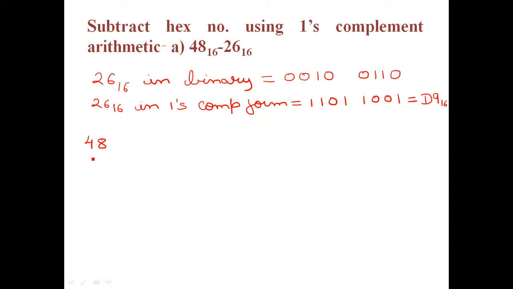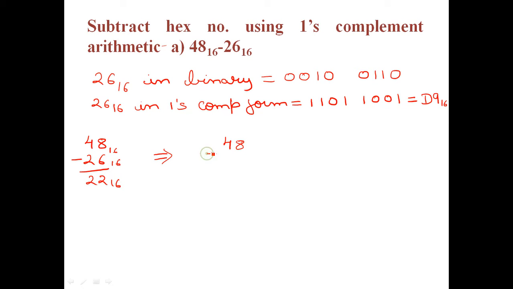So normal 48 minus 26 is 22, but we have to do it using the 1's complement method. So 48. Now we are doing addition.